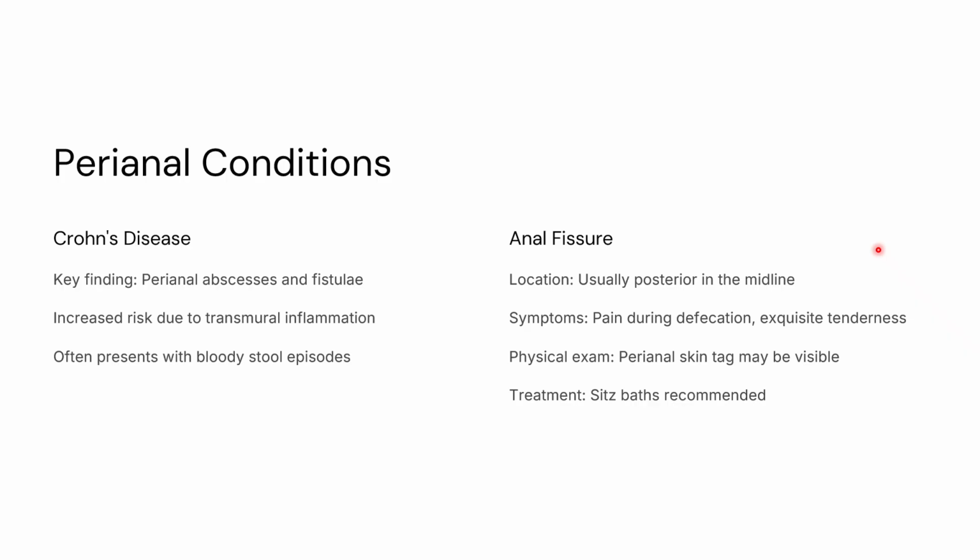In a question vignette, this can be given as a 46-year-old male who has pain during defecation, and a perianal skin tag is visualized on physical examination. When there is a skin tag which is visualized, that is an indicator that an anal fissure can be present inside. The patient won't allow rectal examination due to excruciating pain. What is the diagnosis and what is the treatment? Diagnosis is anal fissure, which is present usually in the midline posteriorly, and the treatment is a sitz bath.